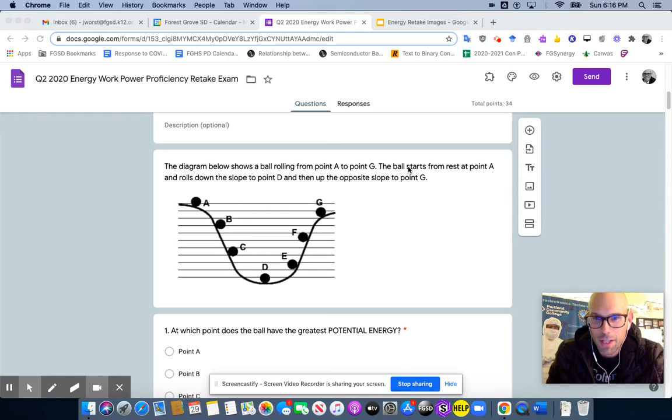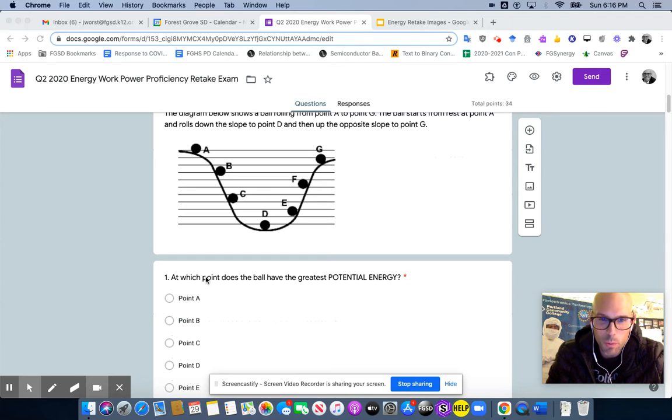The ball starts from rest at point A and rolls down the slope to point D, and then up the opposite slope to point G. And you're going to be asked some questions. So first question is, at which point does the ball have the greatest potential energy? Okay, and I want to remind you what that equation is.